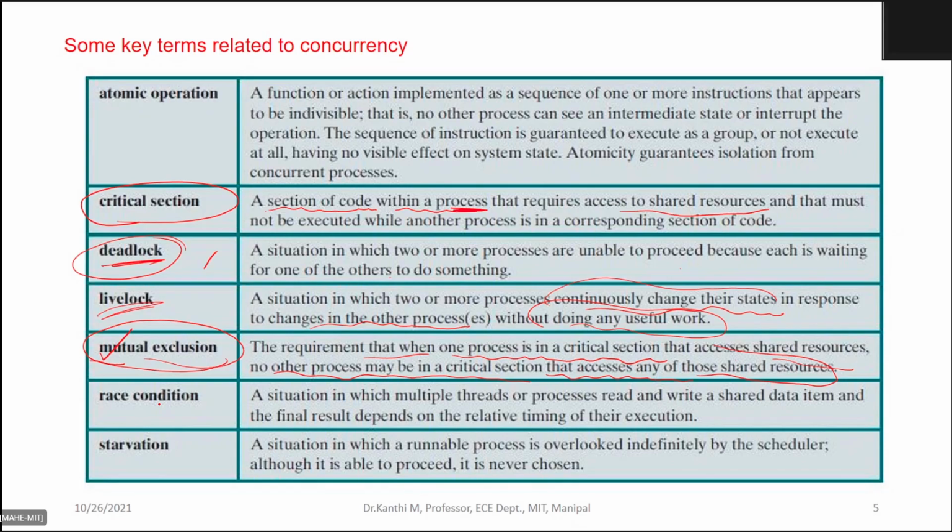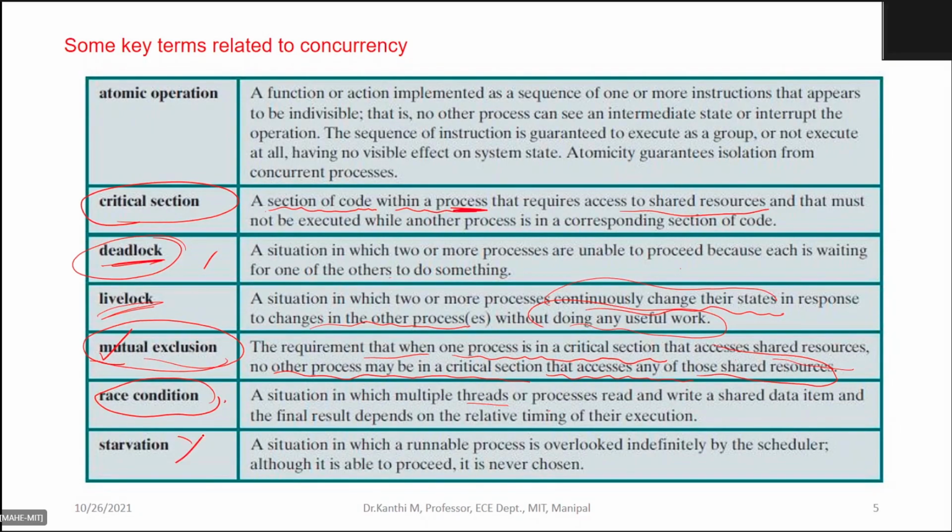Then you have a race condition, a situation in which multiple threads or processes read and write a shared data item, and the final result depends on the relative timing of their execution. The processes keep reading and writing, and the results you get are based on the rate at which this is done. That is called a race condition.